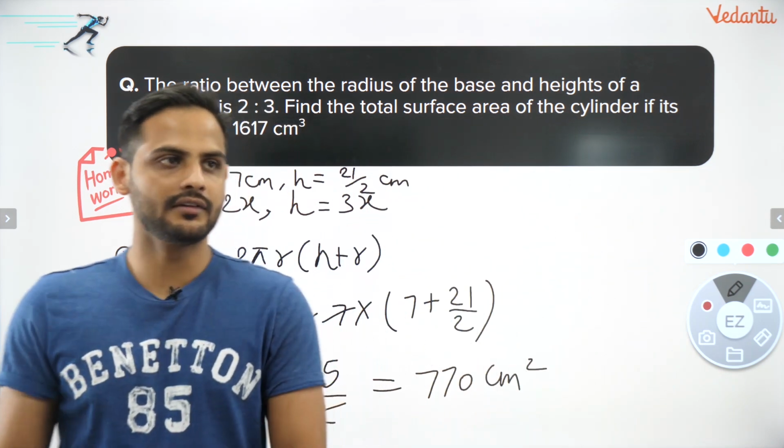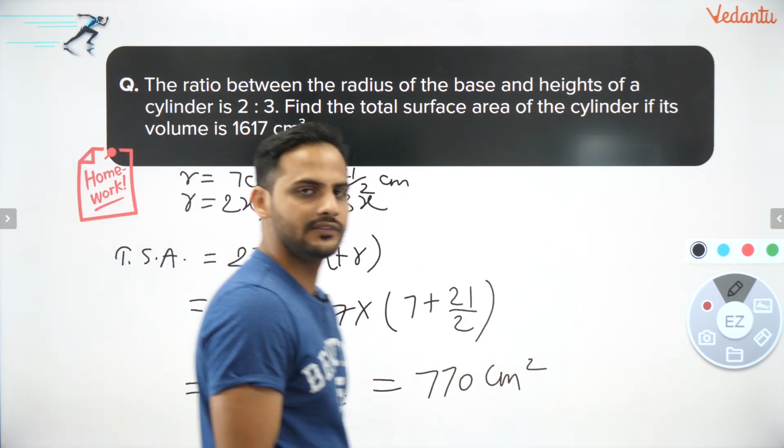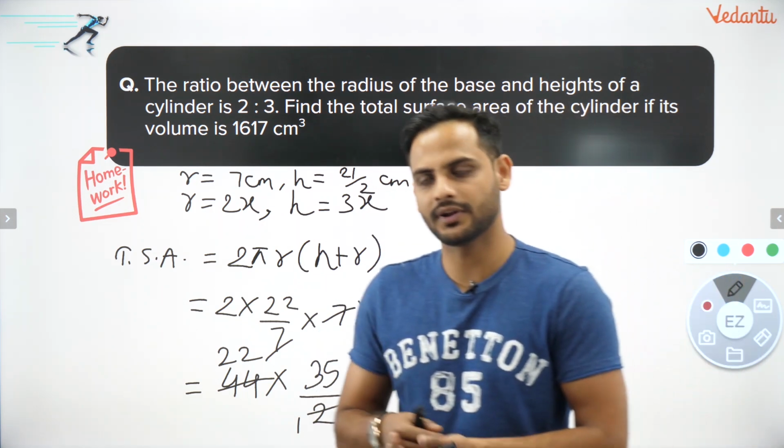This will become 770 centimeter square. So the TSA of the cylinder will be equal to 770 centimeter square.